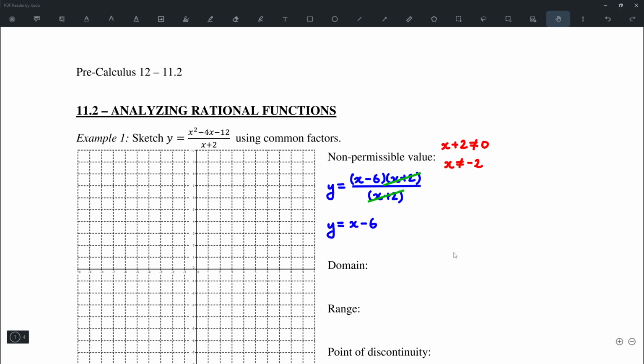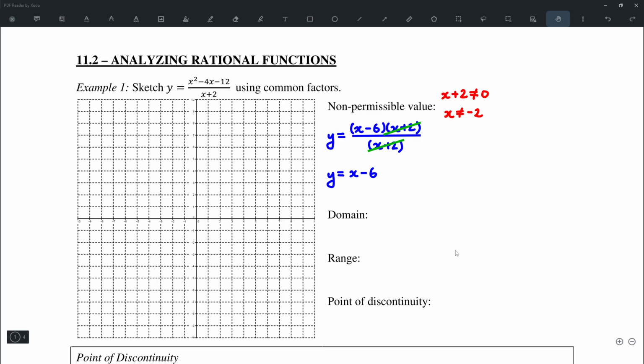Now, what this means is that the non-permissible value will not generate a vertical asymptote, as in the previous section, but instead will be a point of discontinuity because of this common factor in the numerator and denominator. As such, the domain will be that x cannot be equal to negative 2, and to find the range, we will substitute this value of negative 2 into the simplified function, and we get negative 8. When combined, we get the point of discontinuity, negative 2, negative 8.